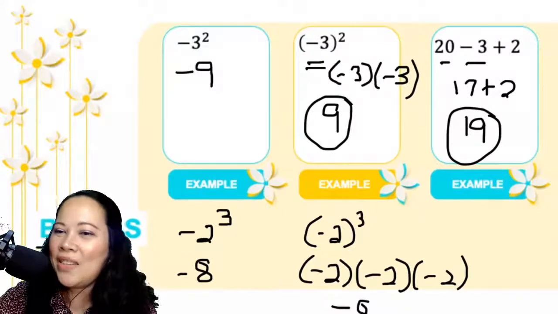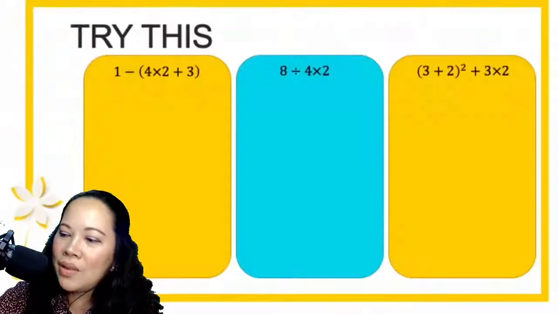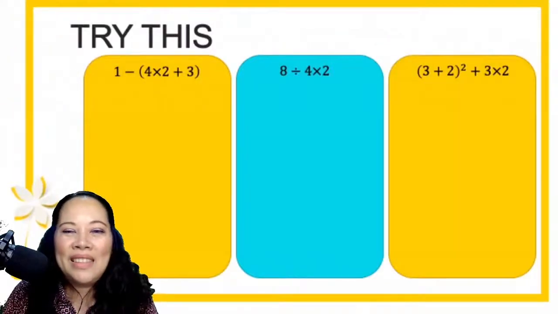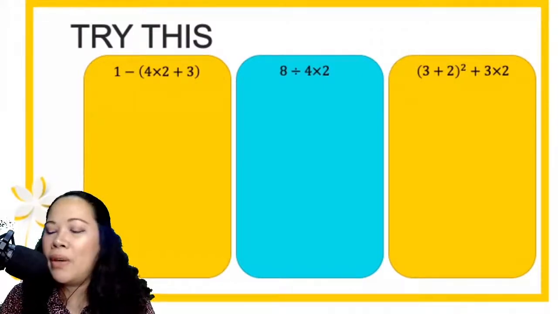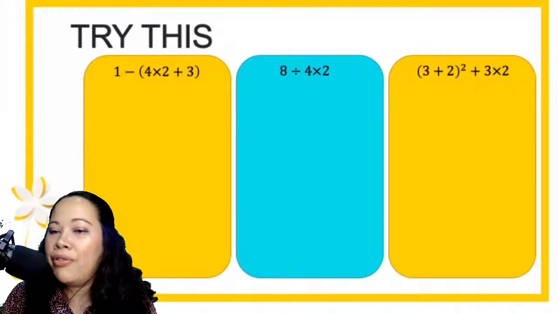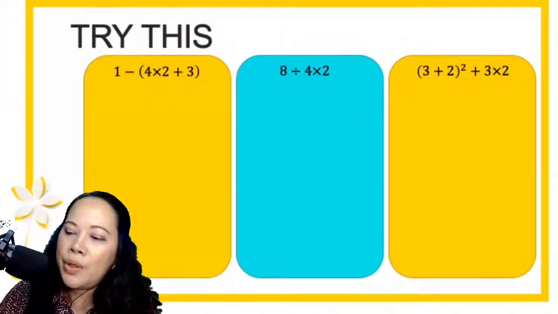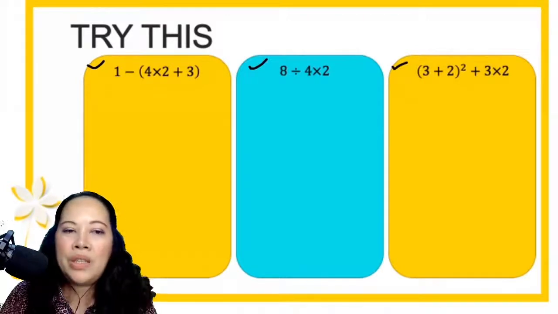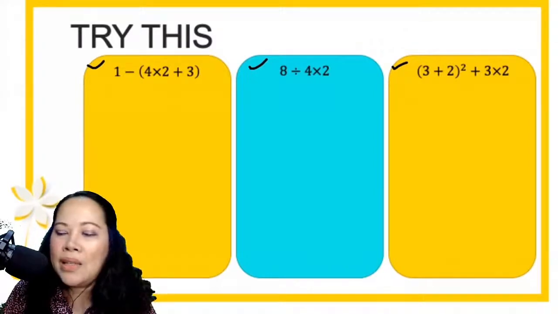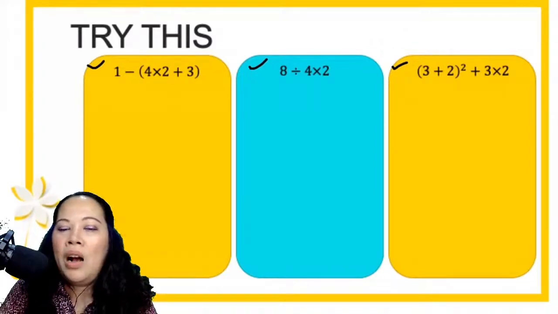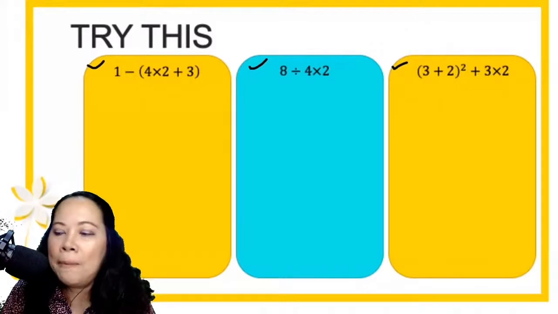All right, let's try the following. Okay. You can just type your answer. The first one, this is the first question. And then this is the second question, and then the third question. Okay? You can write your answer. I'll give you 3 minutes to answer the question on the screen.